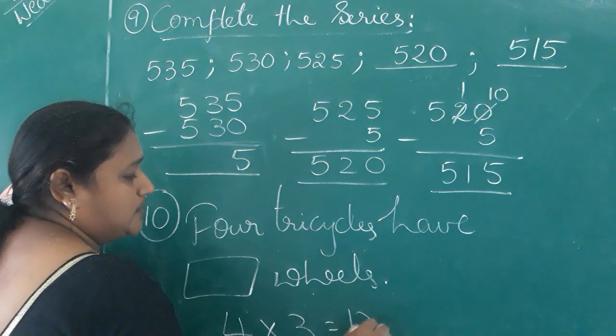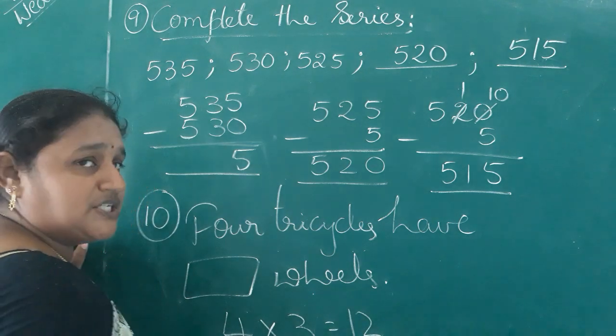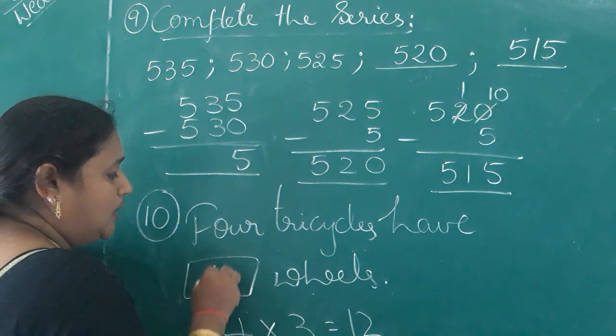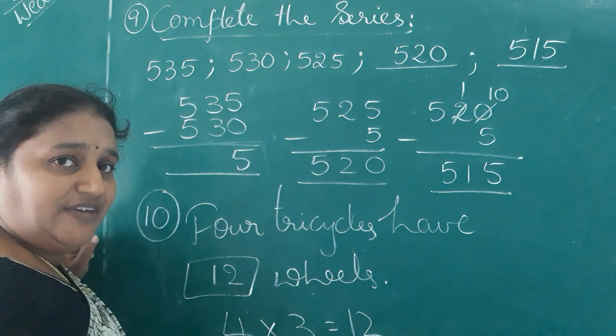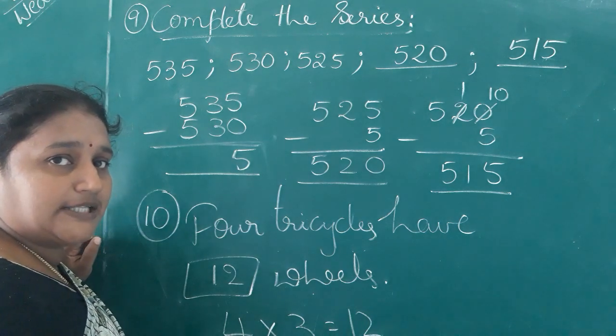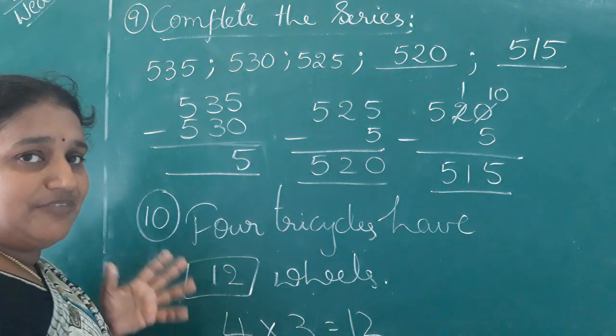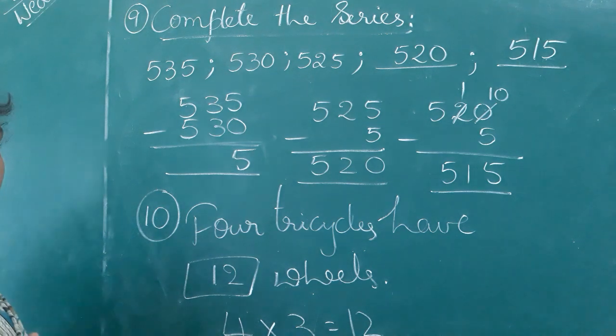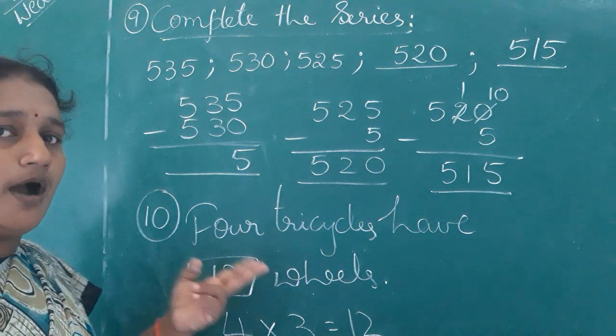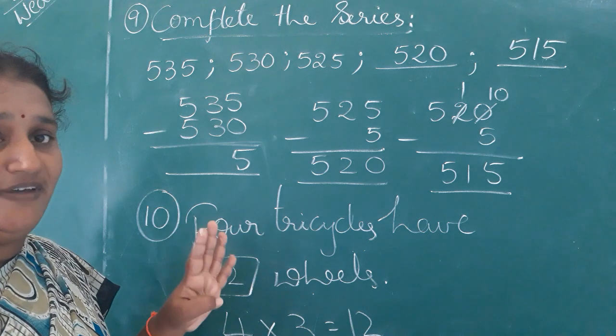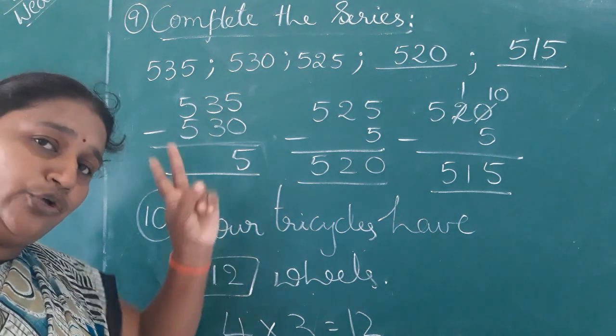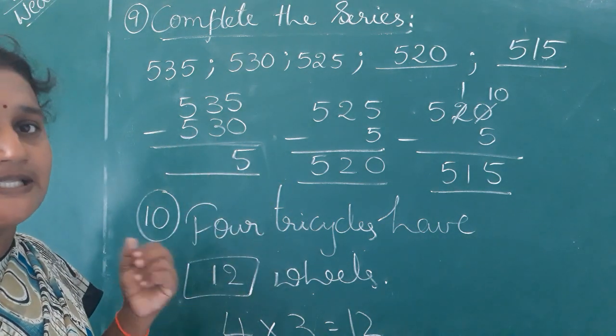4 threes are 12. So how many wheels are there? 12 wheels are there. Like that, if they ask how many wheels there are for 2 cars, 1 car has 4 wheels. 2 cars means 2 into 4, 8. Like that you can say.